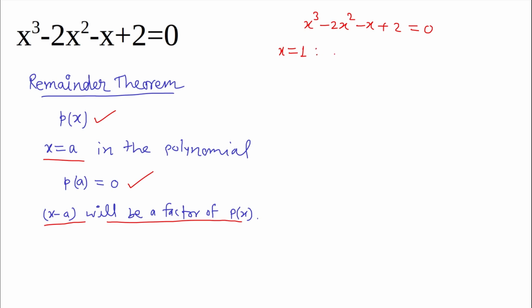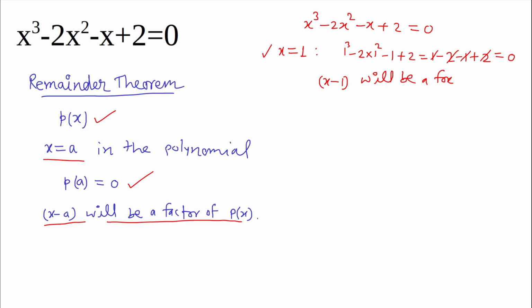If you put x equal to 1 into this equation, what is the left hand side? It will be 1 cube minus 2 into 1 square minus 1 plus 2. Let's simplify this. 1 cube is 1, minus 2 into 1 square will be minus 2, minus 1 plus 2. So minus 2 plus 2 gets cancelled, minus 1 plus 1 gets cancelled, and this value becomes 0. That means putting x equal to 1 makes this polynomial 0. So x minus 1 will be a factor.